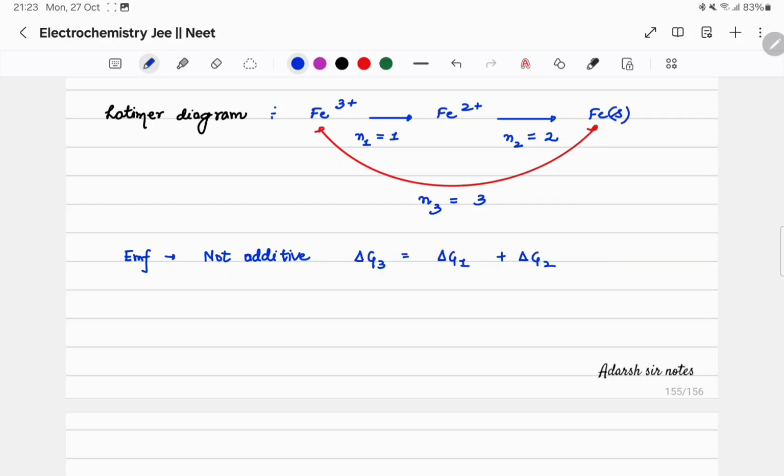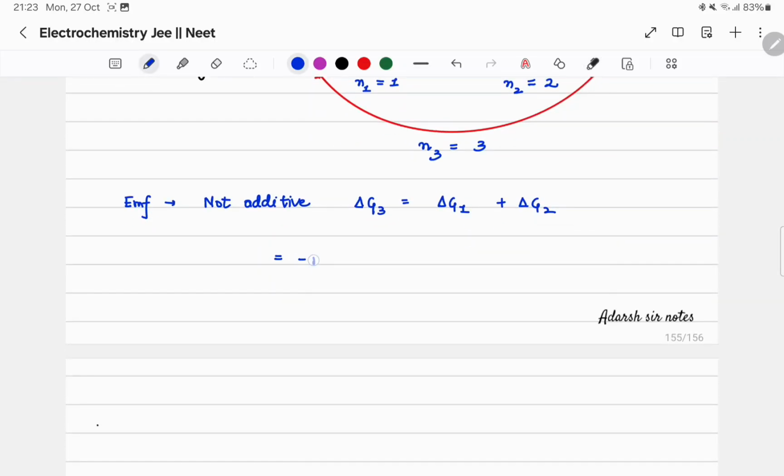Now you will be confused: what is this delta G3? Delta G3 is nothing but the change in Gibbs free energy when Fe3+ is converting into Fe solid. Delta G1 is when Fe3+ is converting into Fe2+. And when Fe2+ is converting into Fe solid, that is delta G2. Already we know the formula.